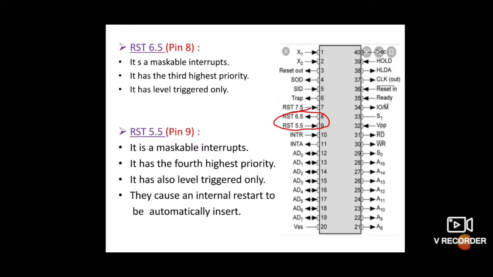After these interrupts are recognized, when RST 6.5 or RST 5.5 arises, the 8085 completes its current instruction and pushes the address of the next instruction. Understood, student? That was RST 7.5, RST 6.5 and RST 5.5.